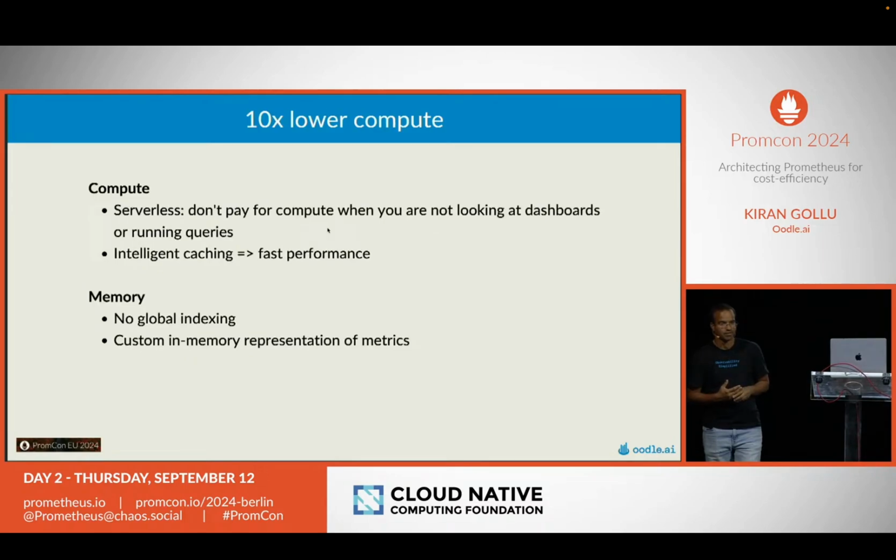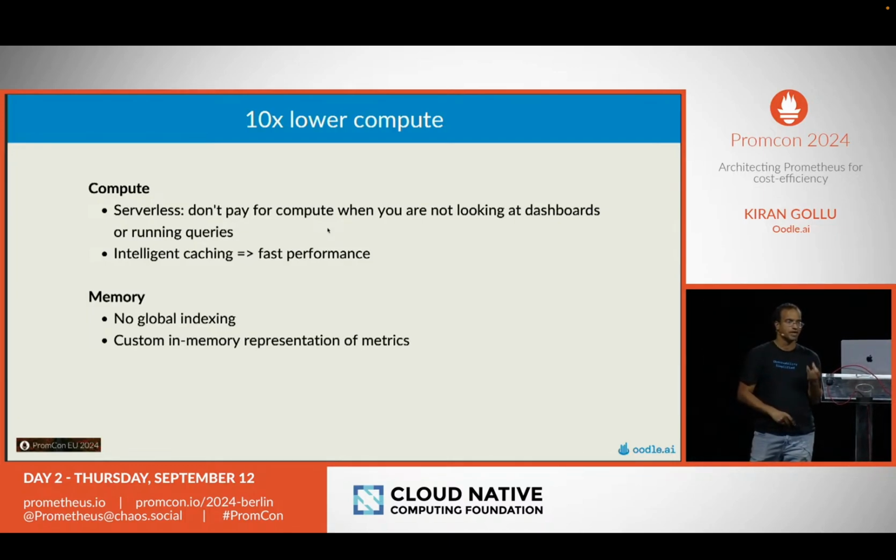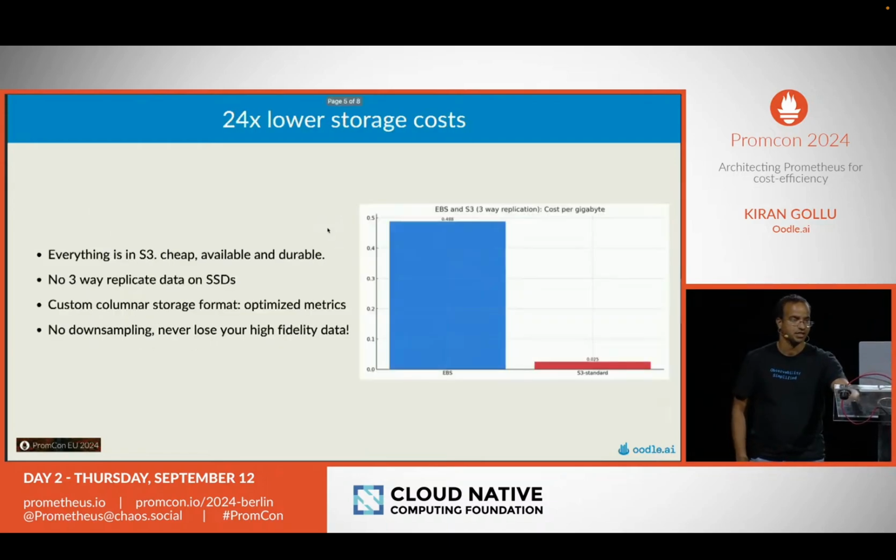So how did we achieve 10x lower compute, primarily leveraging serverless? You don't pay for compute when you're not using it, and only when you're using it is the compute being leveraged. We also leverage some caching. And on the memory front, we don't have any global indexing, and we have a custom in-memory representation.